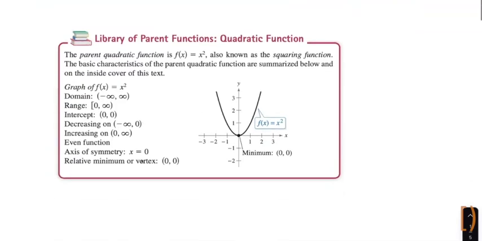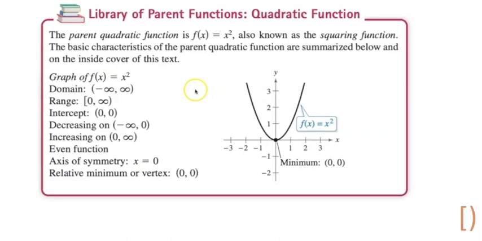Now we talked about quadratic functions before. Here's the general library of our quadratic function. It looks like this, x squared. We know we can move it up, down, left, right from this. This is our parent function. The domain, the range, the y-intercept, all the useful information right there.